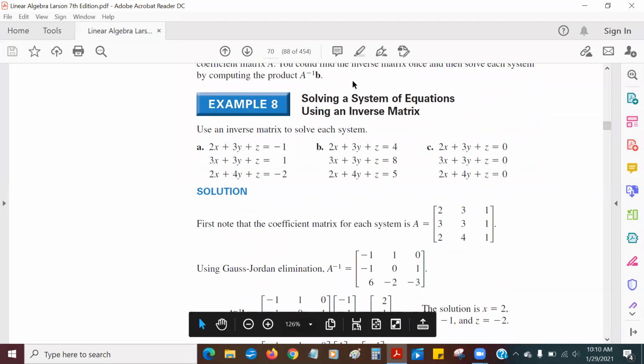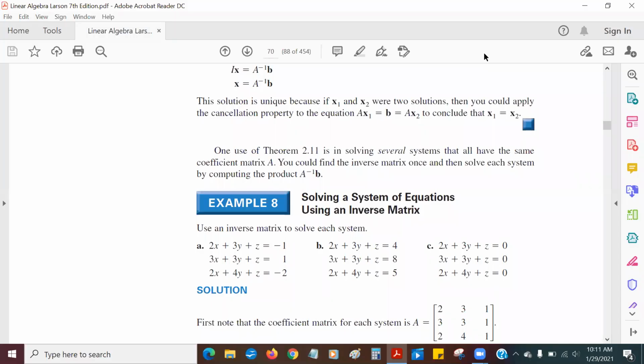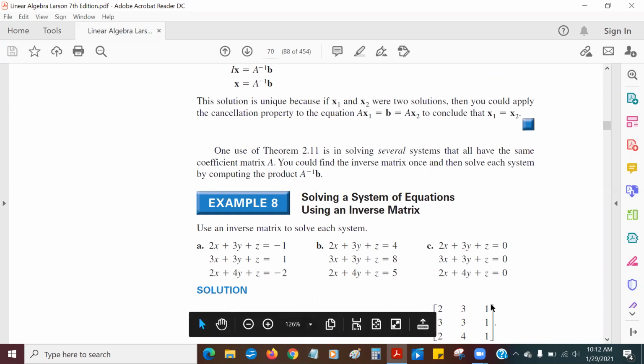We're going to use this new knowledge to solve a system of linear equations a whole new way. What we have is three systems of equations, but if you look carefully, you'll notice that these three systems have the exact same coefficients for X, Y, Z. The only thing that differs is the constants on the right side of the equal sign. So the coefficient matrix is 2, 1, 2, 3, 1, 3, 3, 1, 2, 4, 1.